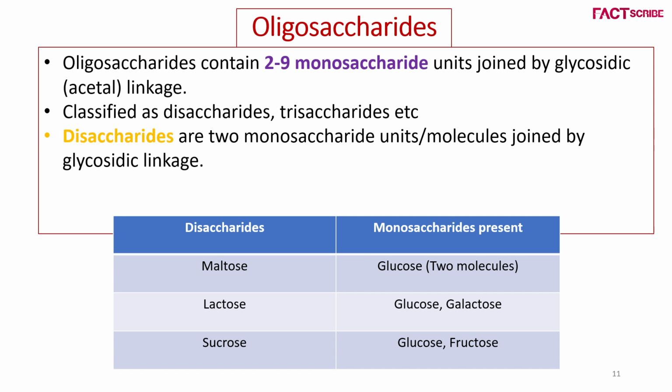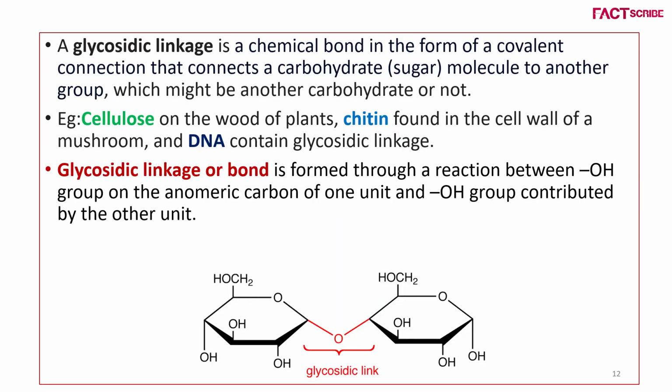A disaccharide means two monosaccharide units or molecules joined together by a glycosidic linkage. A few examples of disaccharides are maltose, formed from two glucose molecules; lactose, a combination of glucose and galactose; and the most important one, sucrose, also called table sugar, a combination of glucose and fructose. Now let's see what a glycosidic linkage is.